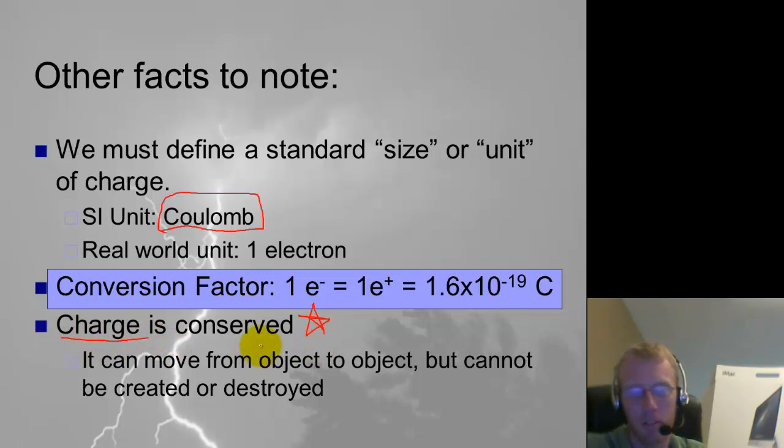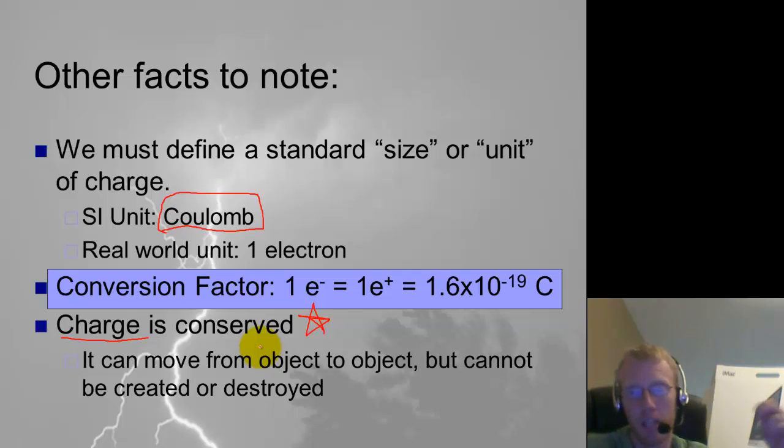That means the total amount that we have at the beginning of any situation is going to equal the total amount we have at the end. It can get moved around. In fact, it will get moved around a lot, and tracking where it gets moved is a big part of electronics. But you can't create or destroy a net positive or a net negative charge.